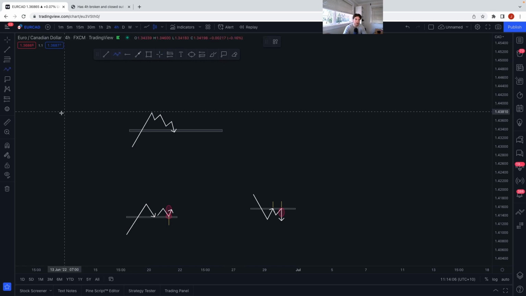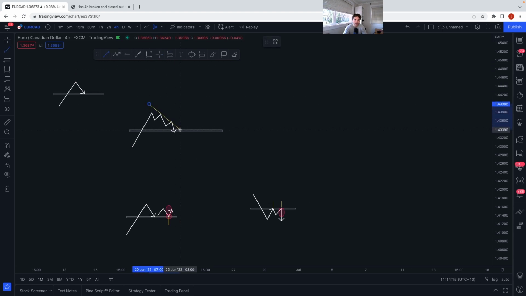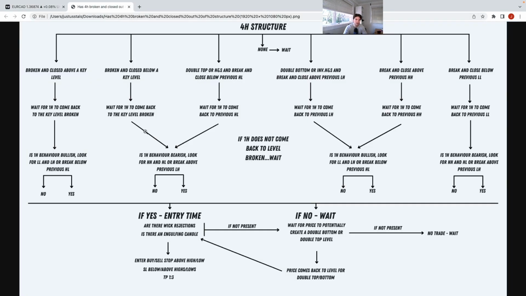Okay, so the 4 hour, we flip to the 4 hour and we just see price creating this. Okay, so this is the 4 hour. This is the 1 hour. We can see the 1 hour is creating a little counter trend. Okay, so we've identified, is the behavior bullish? No. What do we do? Wait for price to potentially create a double bottom or a double top on that level. If not present, no trade, wait.